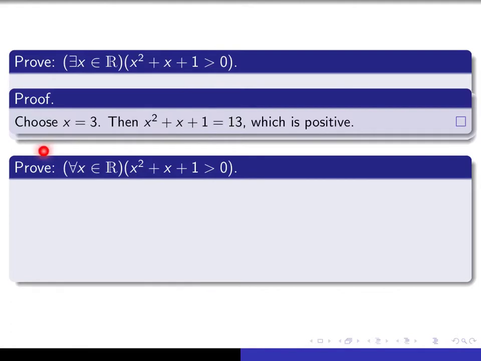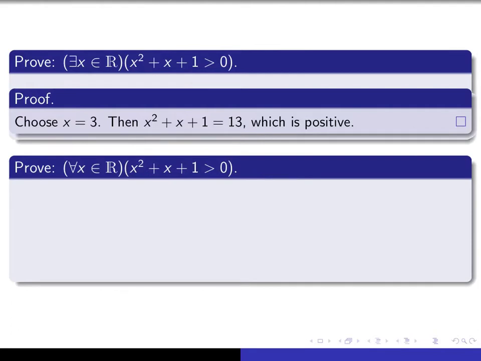Now try to prove this one. This is a little bit more difficult. You have to give yourself a generic x, and you have to prove that this always turns out to be positive. How could you do that? You know, it might be a good idea to check it for a few x's to see if it really works. It might even be a good idea to draw the graph of the function y equals x squared plus x plus 1 to convince yourself that it always lies above the x-axis.